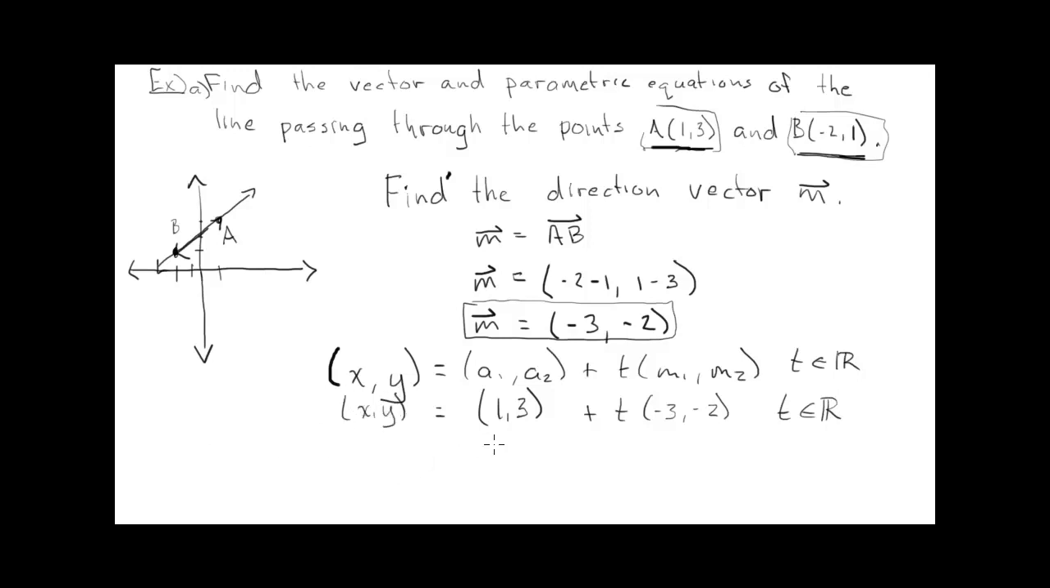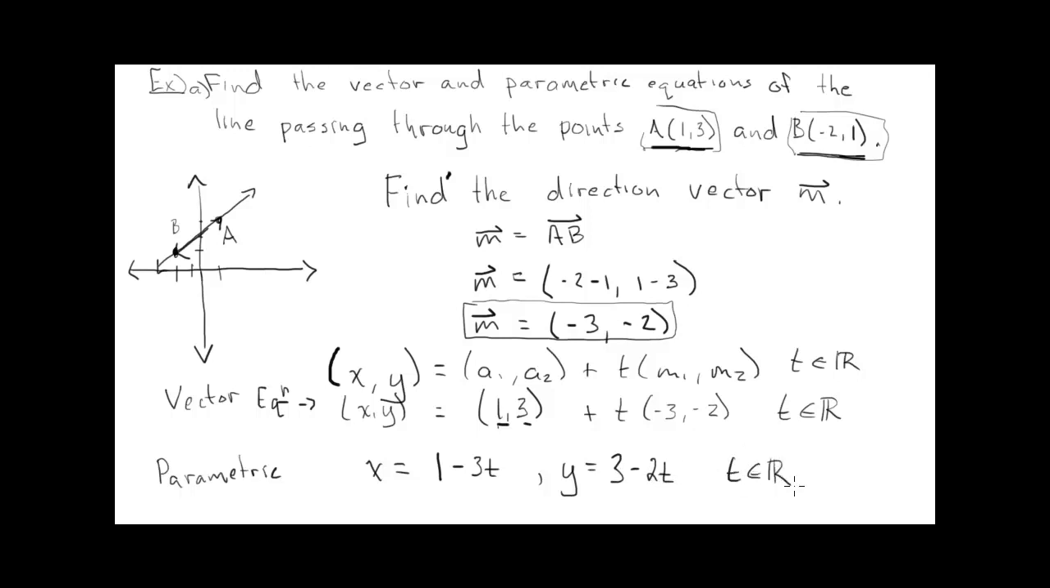So parametric equations are just the vector equation. So that's right there. Now we'll do our parametric equation. So that's just the components. So x is equal to 1 plus, it's a negative, so it won't be plus, it'll be minus 3t. And y will be equal to 3 minus 2t, where t is a real number. Done. So vector equations, parametric equations.